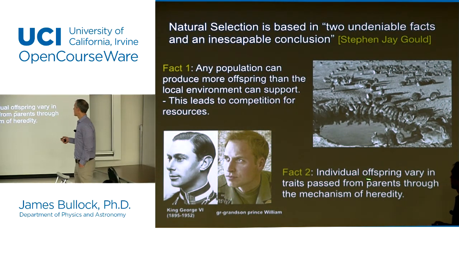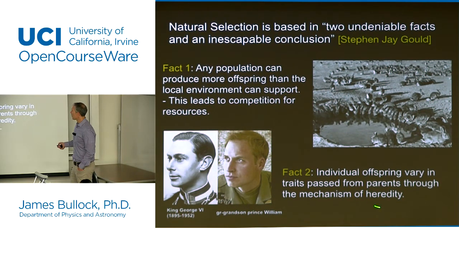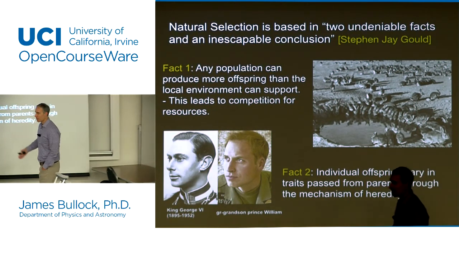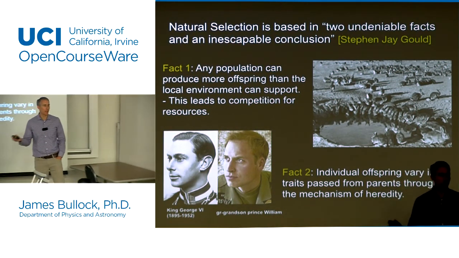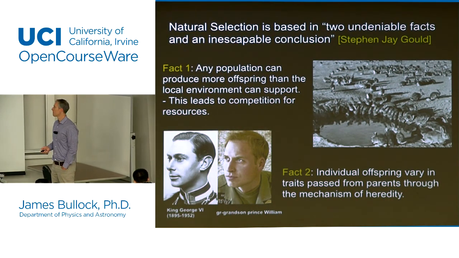Fact number two is that individual offspring vary in traits passed from their parents through the mechanism of heredity. Now, Darwin did not understand what the mechanism of heredity was in a microscopic way, but he understood that there was such a thing as heredity, right? And it's pretty obvious to all of us. People pass down their traits to their offspring. Animals pass down their traits to their offspring. That happens.